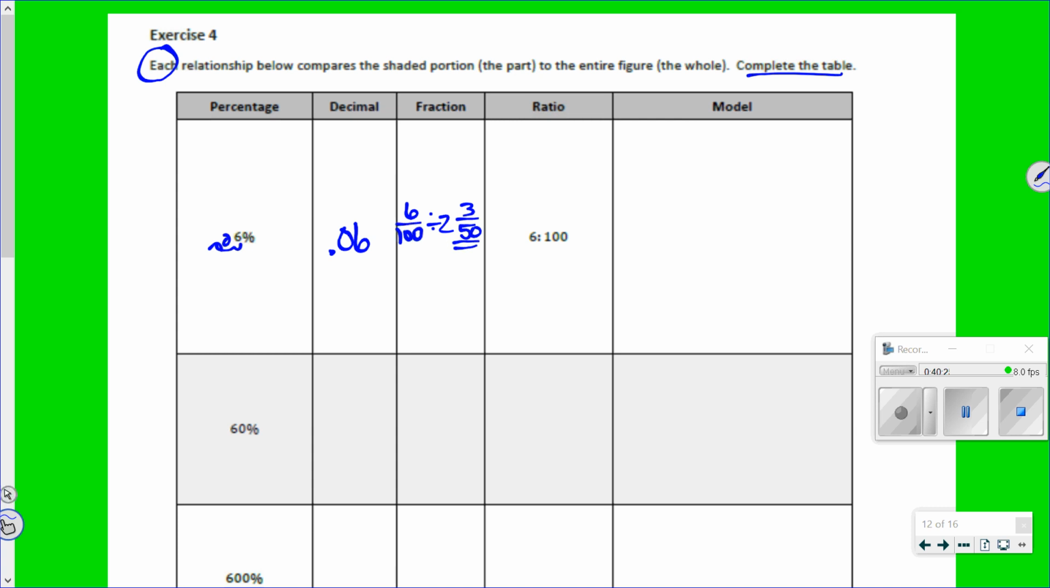The ratio, should I leave it at that? No, I should do what? Simplify. Divide by 2 gives me 3 to 50. And then as a model, what does our model look like?